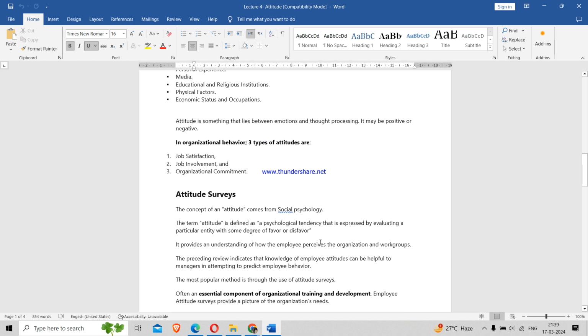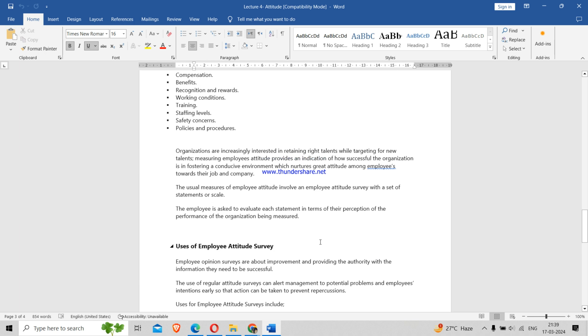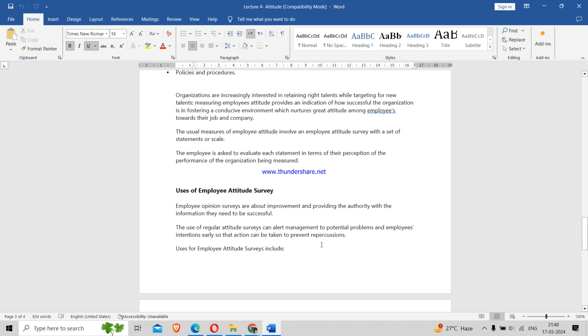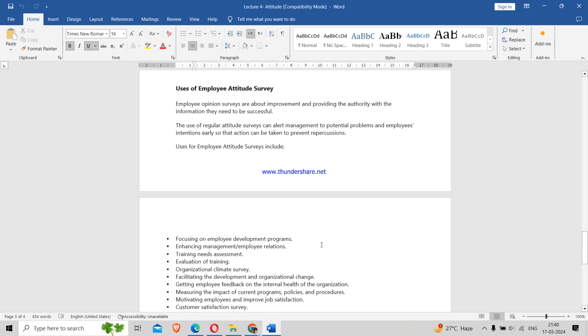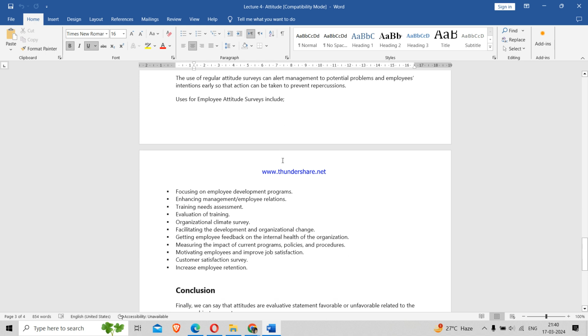So these are the various factors that influence the attitude aspect of your organizational behavior. So what are the particular uses of an employee attitude survey? You can see what the points are. First one is focusing on employee development programs. Through it you can enhance the employee attitude. Another is enhancing management and employee relations. You can certainly do that in order to enhance the total attitude of the employee.